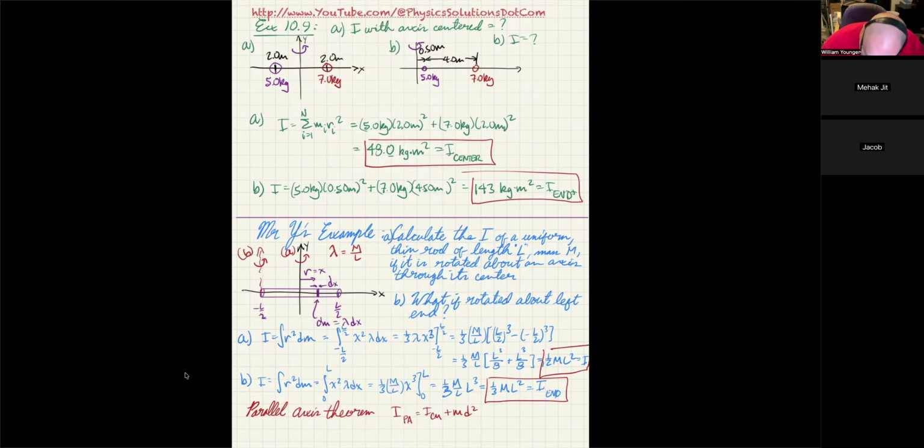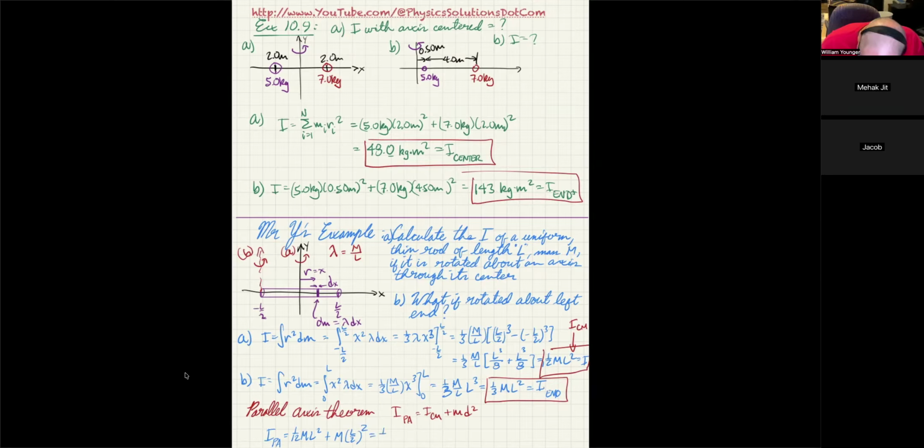The I_CM we already did is 1/12. So I'm now going to say I parallel axis is equal to 1/12 ml squared plus m, that's the mass. Now I need to multiply the distance between the old axis, which is dead center, and the new axis, which is L over 2 away. So I'm going to put L over 2 as the d, and of course that d has to be squared.